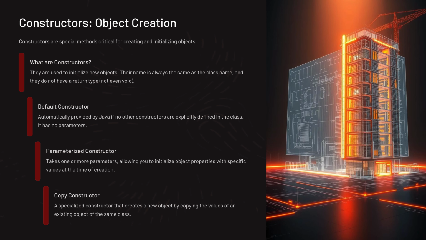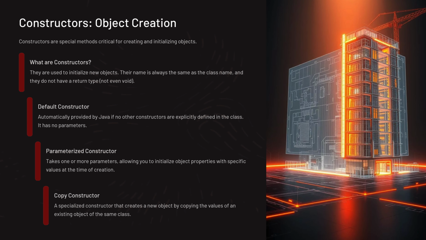Constructors. Object creation. Constructors are special methods critical for creating and initializing objects. What are constructors? They are used to initialize new objects. Their name is always the same as the class name, and they do not have a return type, not even void. Default constructor: automatically provided by Java if no other constructors are explicitly defined in the class. It has no parameters. Parameterized constructor: takes one or more parameters, allowing you to initialize object properties with specific values at the time of creation.